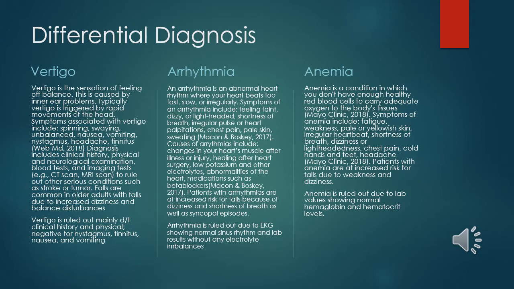An arrhythmia is an abnormal heart rhythm where your heart beats too fast, too slow, or irregularly. Symptoms of an arrhythmia include feeling faint, dizzy, or lightheaded, shortness of breath, irregular pulse or heart palpitations, chest pain, pale skin, or sweating. Causes of arrhythmias include change in your heart's muscle after illness or injury, healing after a heart surgery, low potassium and other electrolytes, abnormalities of the heart, medications such as beta blockers.